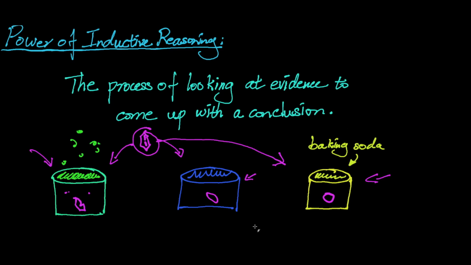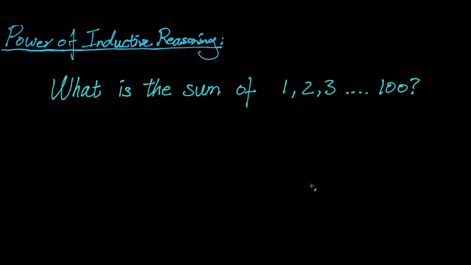That can be very useful in math because that means we can take a very difficult problem and simplify it. Let's take a look at a specific example. Let's apply the power of inductive reasoning to this example problem we have right here. The problem reads, what is the sum of 1, 2, 3, all the way up to 100? So the sum of the first 100 numbers.